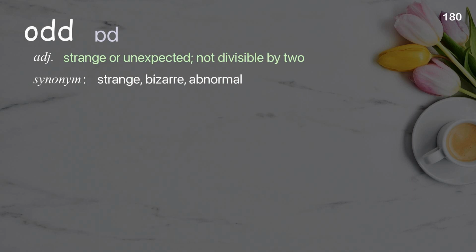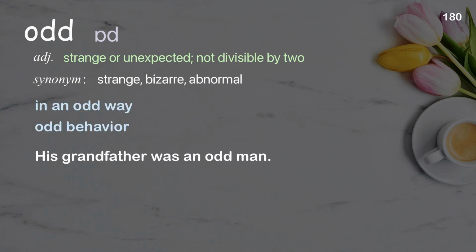Odd. Strange or unexpected, not divisible by two. Examples: In an odd way. Odd behavior. His grandfather was an odd man.